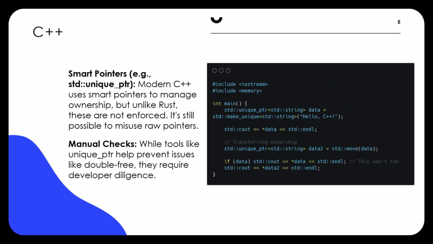C++ has been evolving to improve memory safety. While it allows the use of smart pointers like std::unique_ptr to manage ownership, it doesn't enforce this like Rust does. This means there's still room for misuse, especially with raw pointers. It's possible to avoid errors with C++, but it requires more diligence from the developer.